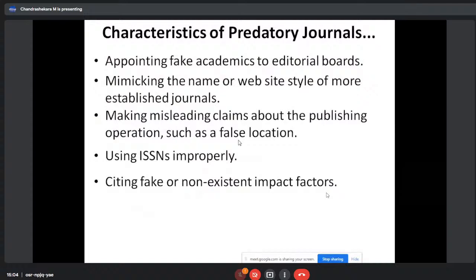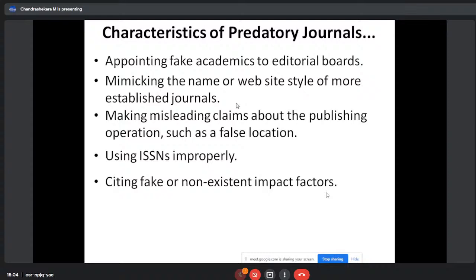These are the types of predatory practices: appointing fake academics to editorial boards, mimicking the name or the website style of more established journals. This is happening, you know. In products also it happens, fake luxury goods. It is the same here also. The website and journal look the same, for example Advances in Information Technology, International Journal of Advances in Information. The same kind of type with the same coverage, everything they will put, just changing one word. This is what happened.